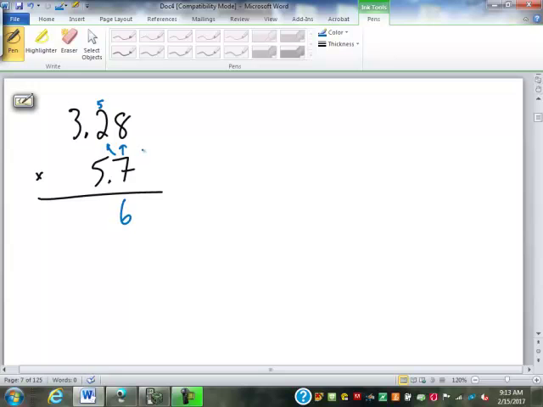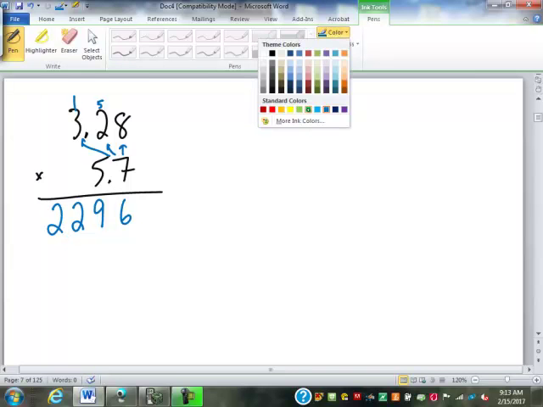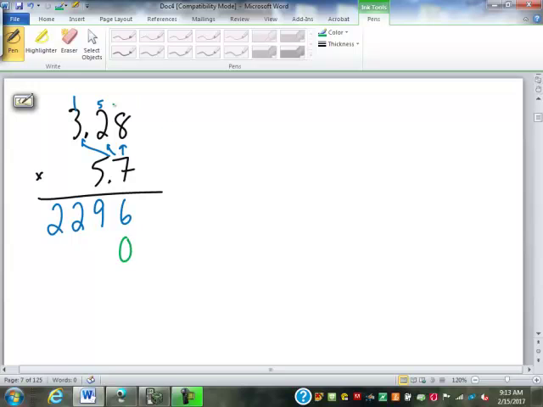7 times 2, 14 plus 5 is 19. So 9 carry the 1. 7 times 3, 21. Plus the 1 is 22. So 2 carry the 2. And now before we move over to the 5, we're going to put a 0 in down here. I also like to put a line up here so I know that those are old carries.